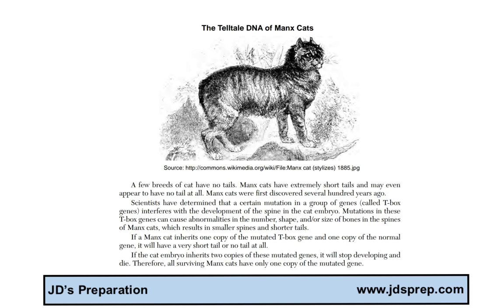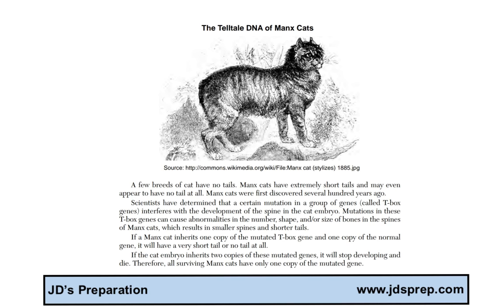In this video, we read about the Manx cat and how a genetic mutation plays a role in the size of its tail. This problem reads, a few breeds of cat have no tails. Manx cats have extremely short tails and may even appear to have no tail at all. Manx cats were first discovered several hundred years ago.